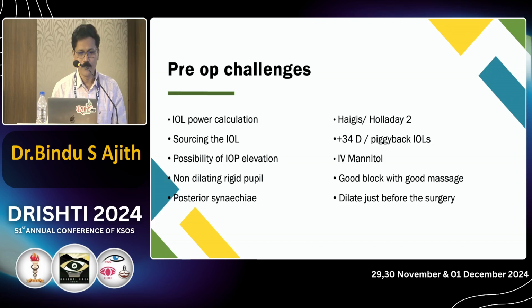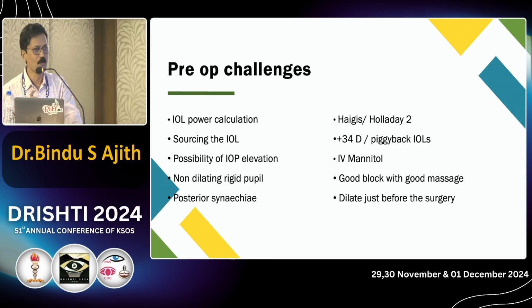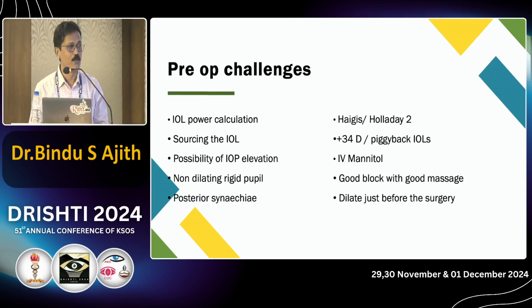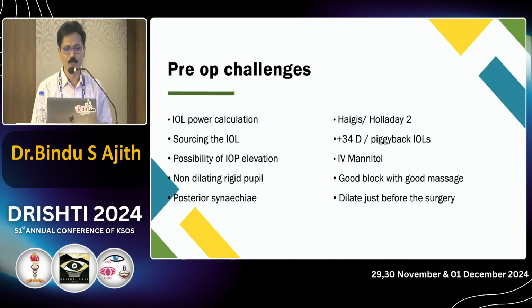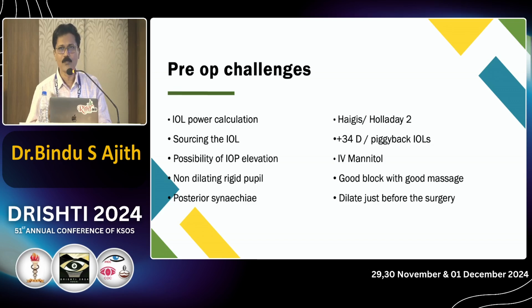So, pre-operative challenges. Of course, many of these patients have small eyes, so IOL power calculation is itself a challenge. You cannot use the normal SRK-T type of formulas. You may have to use Holladay 2 or many of the ones available online, like the Kane formula. Then you have to keep the IOL ready because in your normal inventory you may not have powers like plus 30, 34 or beyond that. Most of the companies make only up to 34 diopters, so beyond that you may have to think of piggyback IOLs.